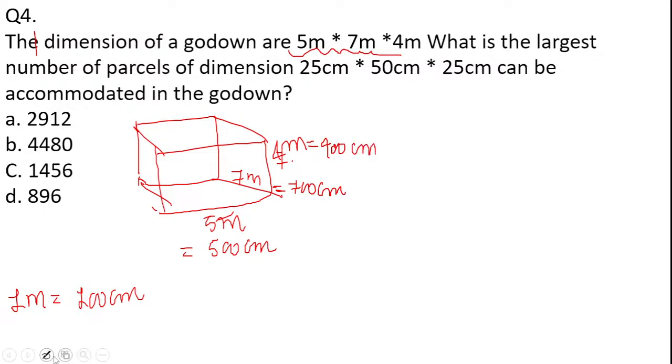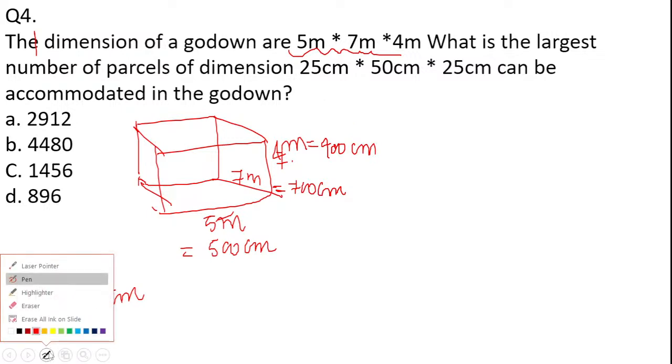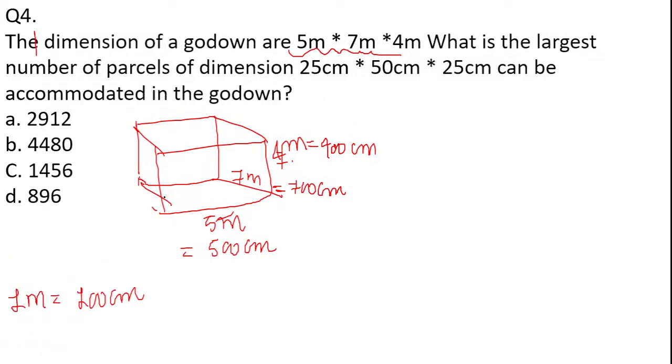Now what they are saying is, if we start adding some little parcels, such parcels, of dimensions 25 centimeter, 55 centimeter and 25 centimeter, how many parcels can be accommodated in the godown? For example, this is the parcel, and the dimensions of this particular parcel have been mentioned over here.